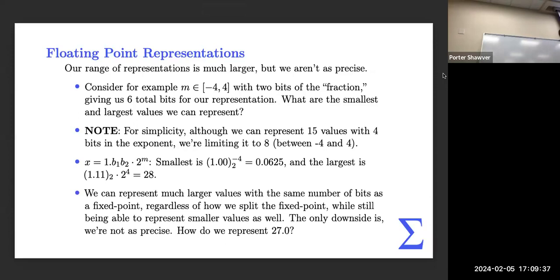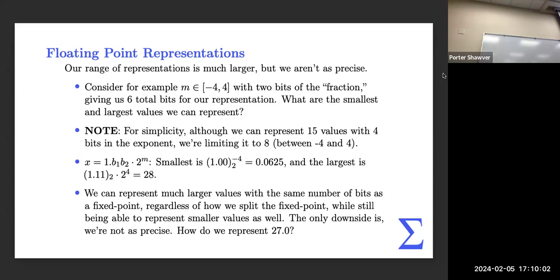So if you wanted to do a fixed point representation with only 6 bits, you'd be left in a weird spot where, if you did 3 bits for after the decimal point, you could go all the way up to 8. And then if you did 3 bits past the decimal point, you could only get about, I think, 0.125.